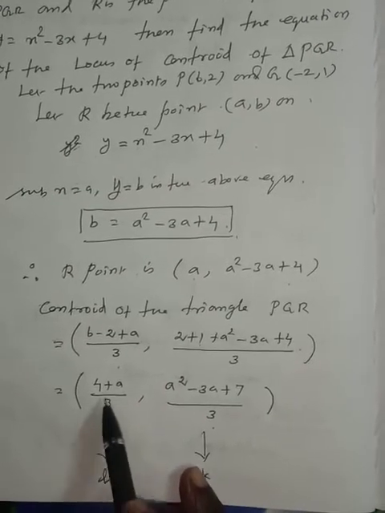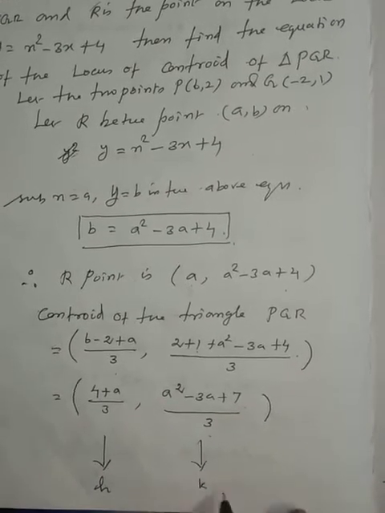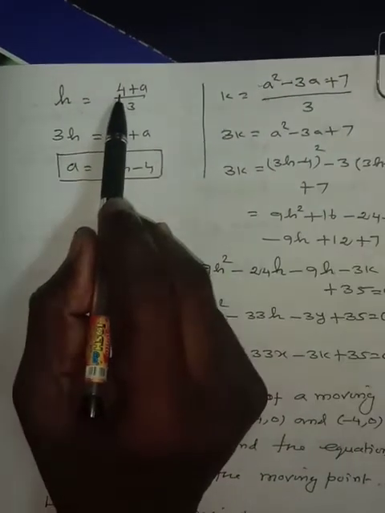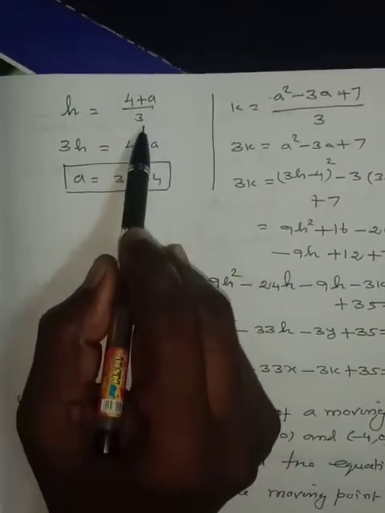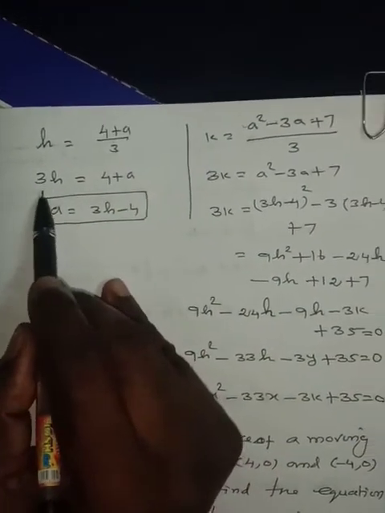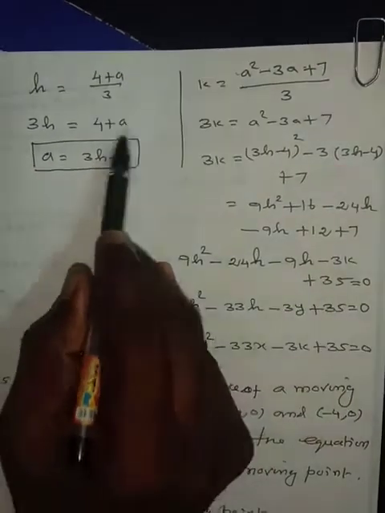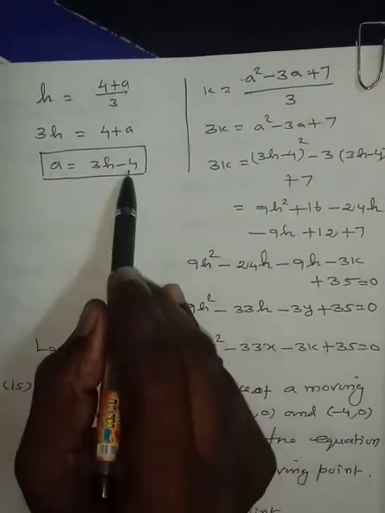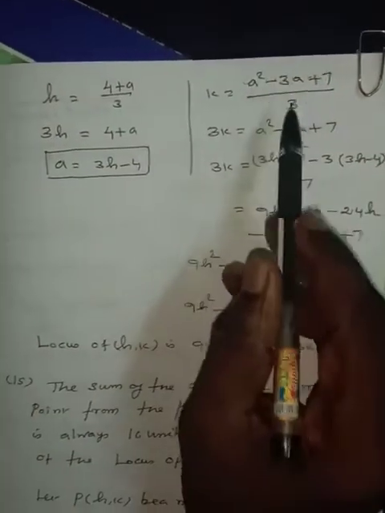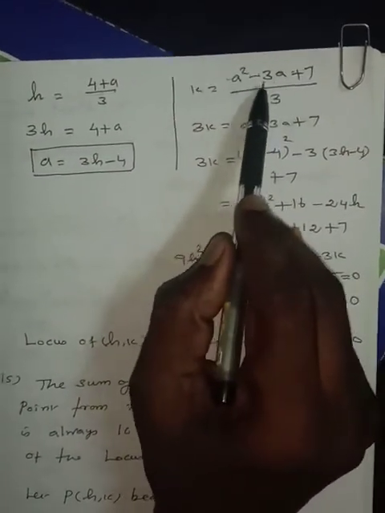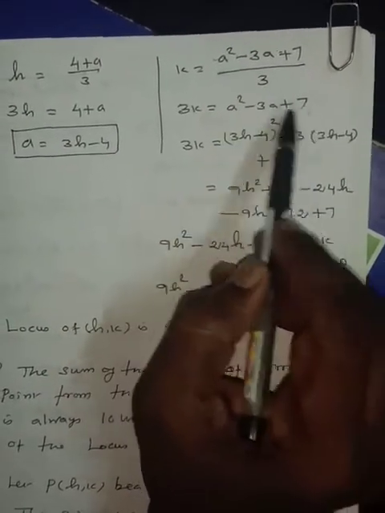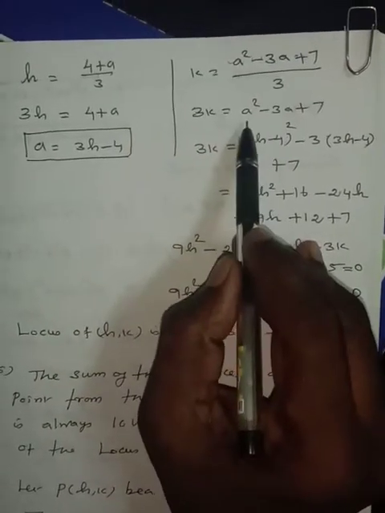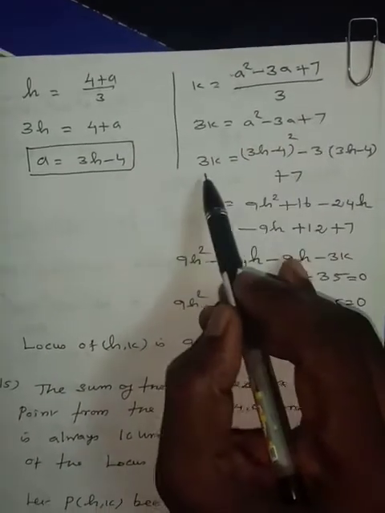Now the coordinate point P is (h, k). h is equal to the first x coordinate, (4 + a)/3. Cross multiplying, we get 3h = 4 + a, so a = 3h - 4. In the same way, k = (a² - 3a + 7)/3. Cross multiplying, 3k = a² - 3a + 7.